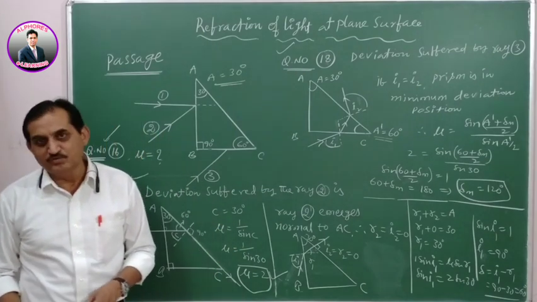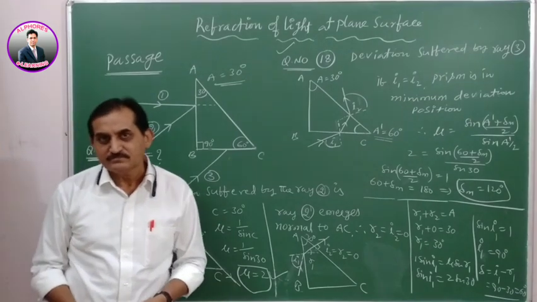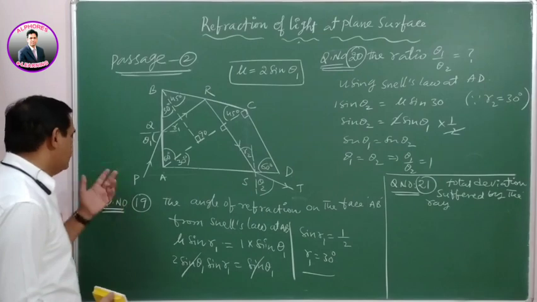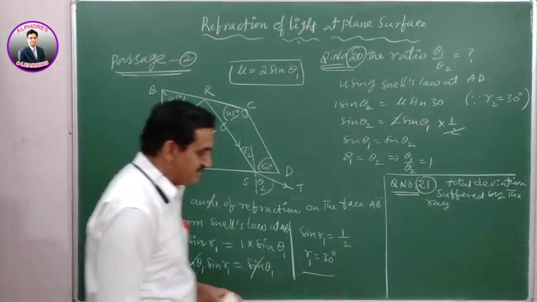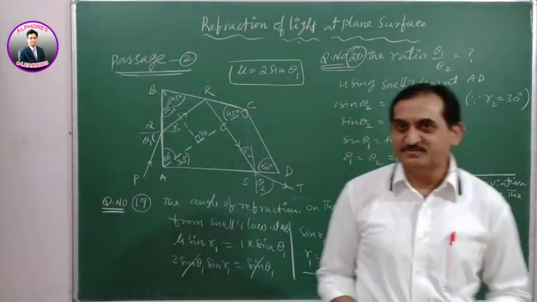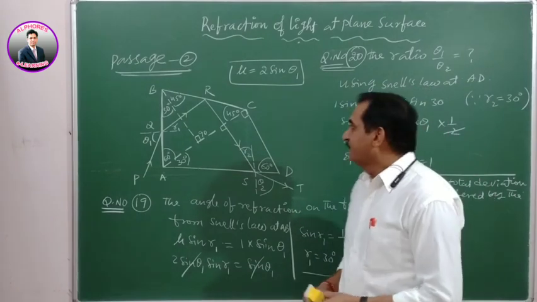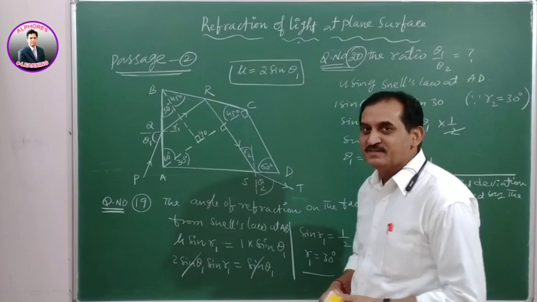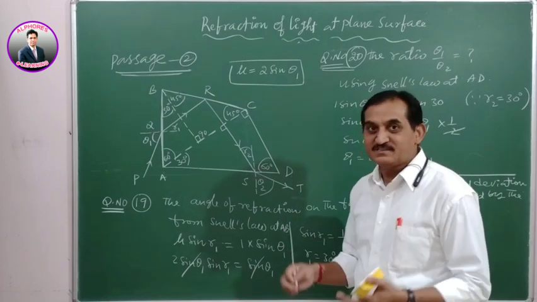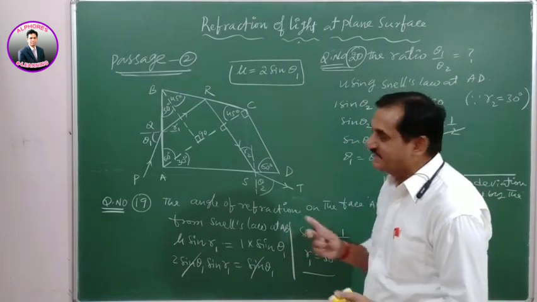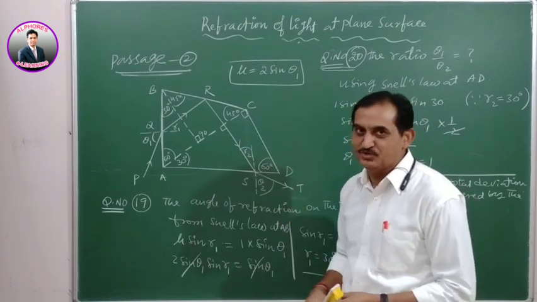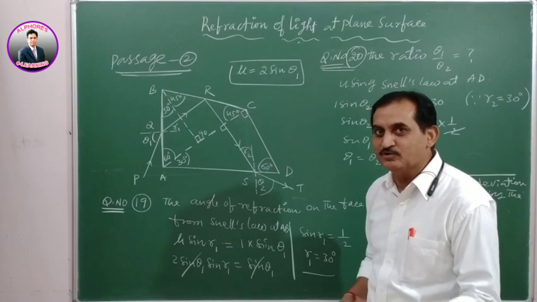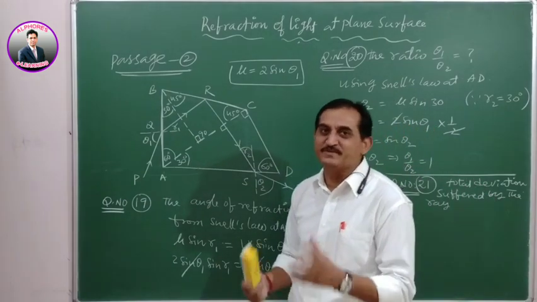Okay, let us move on to another one. Let us go for the second passage. Passage 2. Already we discussed passage 1 and now it is passage 2. It is a prism. It is composed of 3 prisms, 2 identical and a third one joined together with the 2 identical prisms. As a whole, it is a combination of 3 prisms.